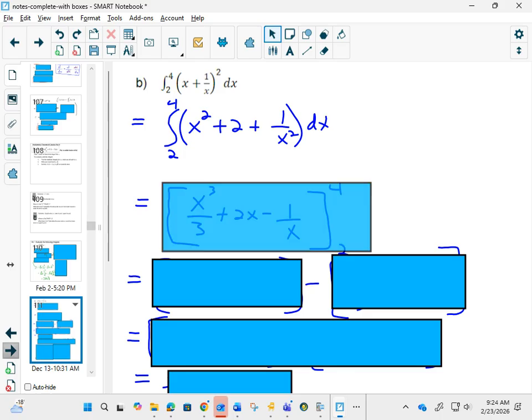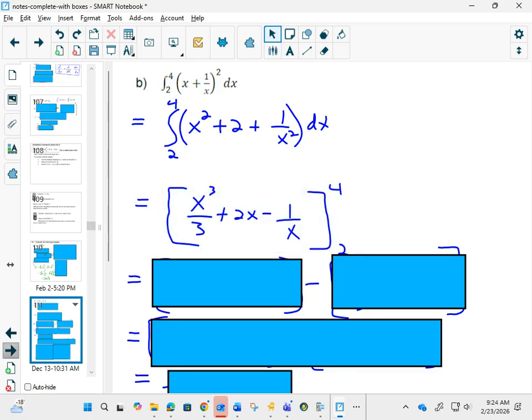So we put a big set of square brackets. The integral of x squared is x cubed over 3. The integral of 2 would be 2x. The integral of x to the minus 2, just do it off to the side here: x to the minus 2. Add 1 to the exponent, divide by the exponent, so we would get negative x to the minus 1, or negative 1 over x.